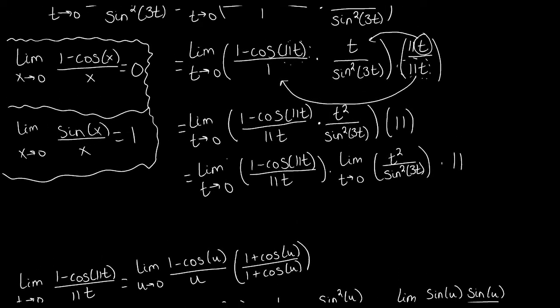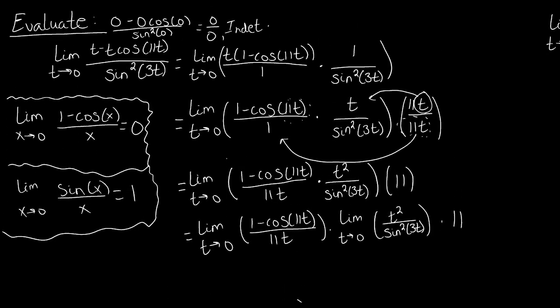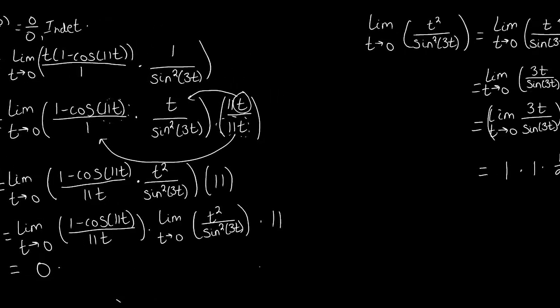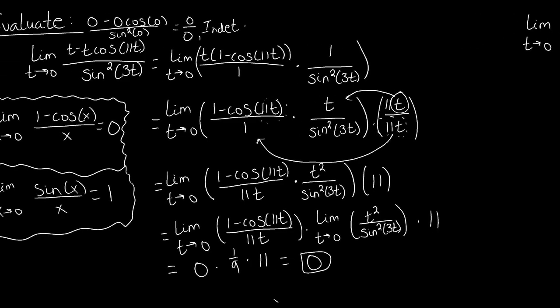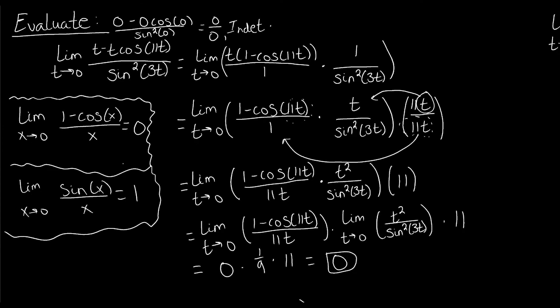So now, let's take the limit of those things individually and see what we get. So we just evaluated that this first one is 0. The second one, remember we evaluated to be 1/9. So this is 0 times 1/9. And the second one, that constant's 11. So we get 0 times 1/9 times 11, or 0. So the limit of our original function, let me scroll back over here to show you what we did. We started with the limit of t minus t times cosine of 11t over sine squared of 3t. We wanted to evaluate the limit of that as t approaches 0. It works out to be 0.